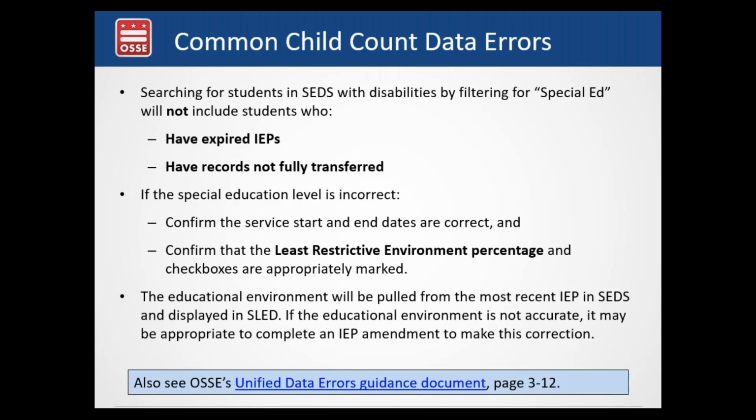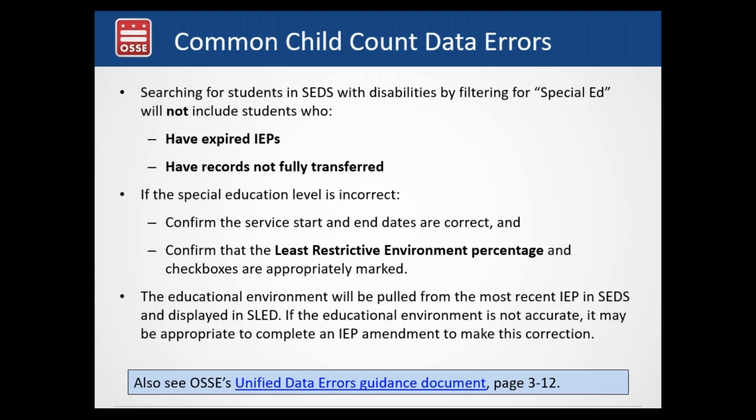Another common error that happens for child count purposes and when searching for students in SEDS with disabilities, when filtering by special ed, it will not include students that have expired IEPs or students whose records have not fully transferred. So the suggestion is that you not use the special ed filter when you're doing searches for students.